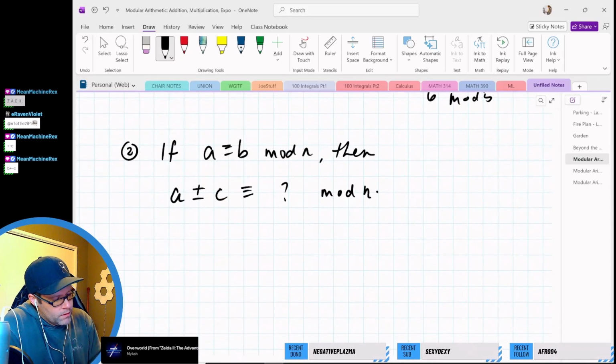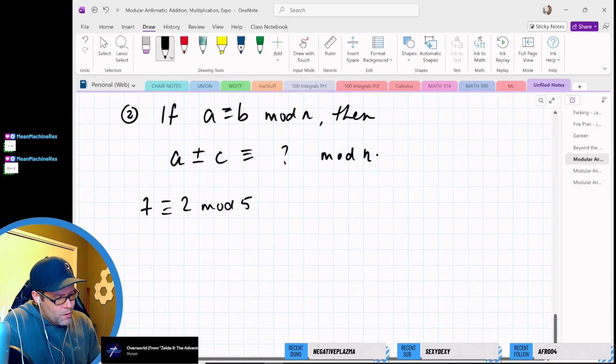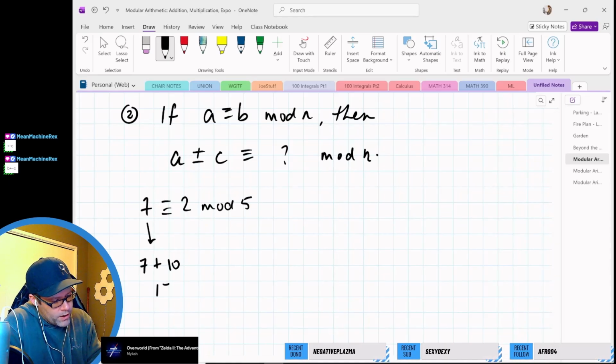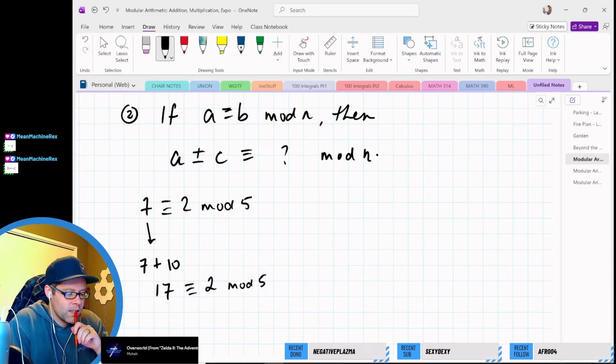So, again, we can take an example, like maybe we know 7 is congruent to 2 mod 5. And we could say, well, what if I want to increase this a little bit? Like maybe I want to take 7 and add 10 to it. So now maybe I'm curious about 17 mod 5 instead. Well, 17 is 2 mod 5, right? 17 is 2 mod 5.